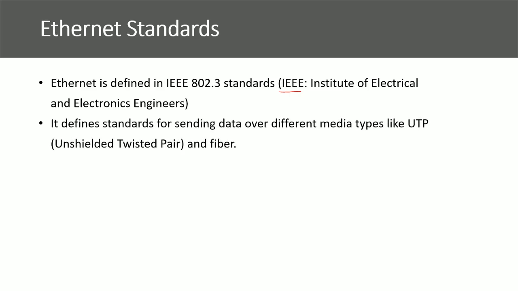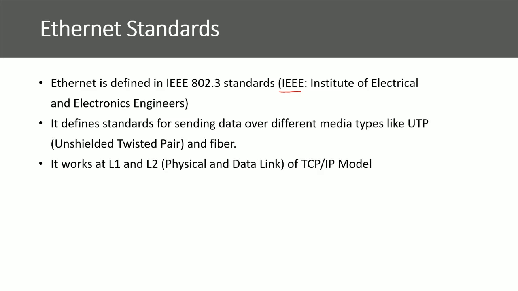Ethernet defines standards for sending data over different media types like UTP, which is unshielded twisted pair, and fiber. We will discuss UTP and fiber in the coming slides in more detail. Ethernet works at layer 1 and layer 2 of the TCP/IP model. This is physical and data link.